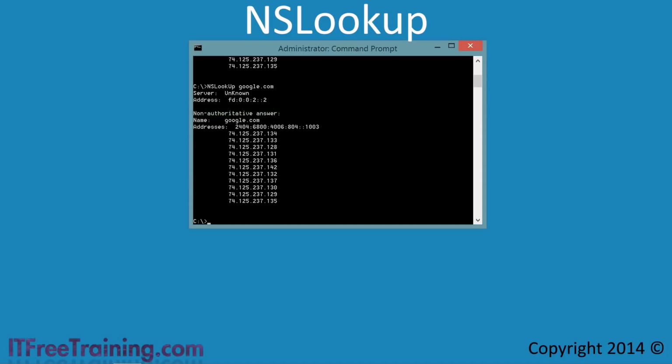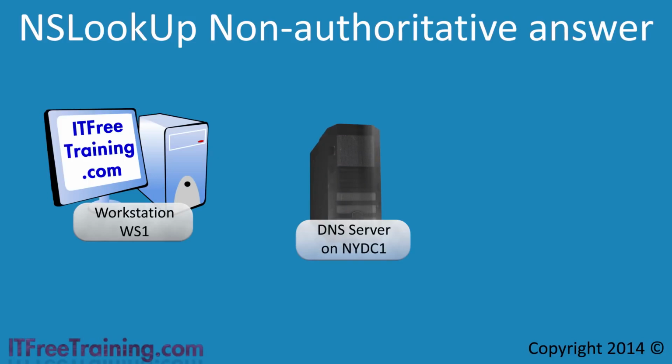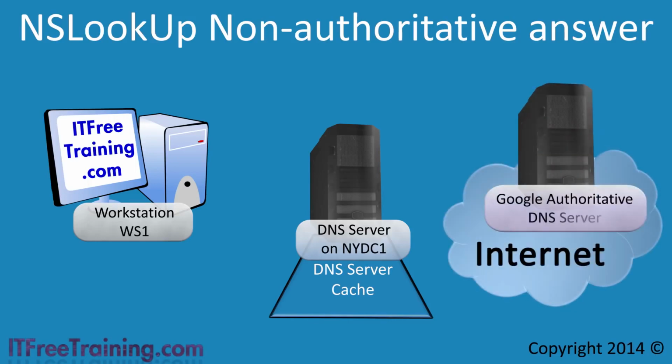Let's have a closer look at what has happened. What has happened is this. The network has asked a local DNS server to resolve the DNS name google.com. The DNS server will first look in its cache to see if it has the DNS records for google.com. Before I started this video, I made a point of clearing the cache of the DNS server so google.com would not be in there. Since the DNS server does not know the answer, it will contact an authoritative DNS server for Google on the Internet.